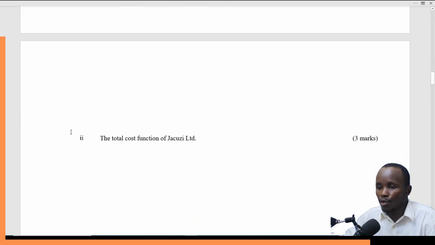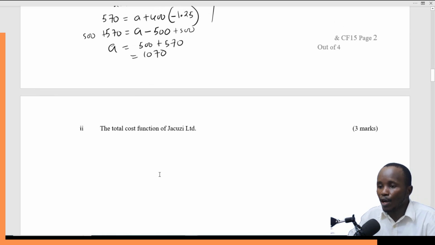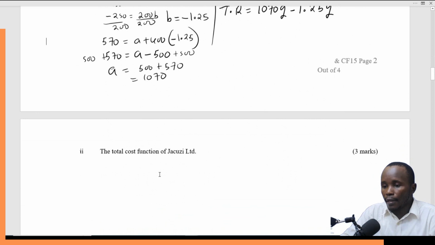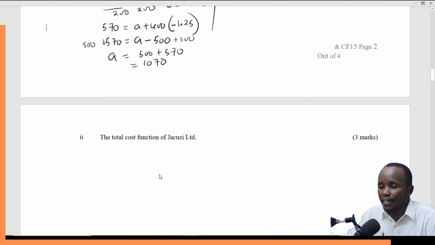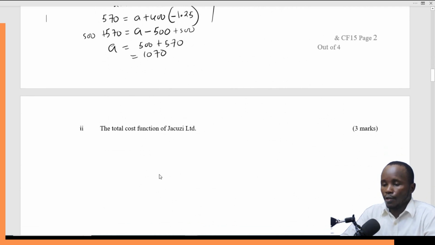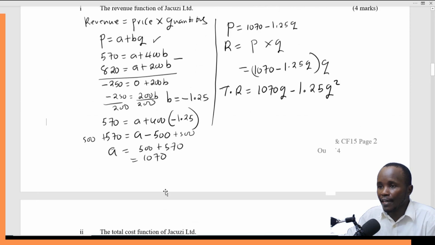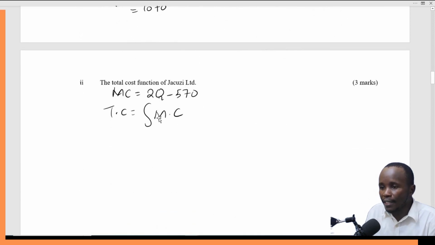On this question, the examiner wanted you to come up with the cost function. You have been given the marginal cost from the equation above as 2Q minus 570. For you to get the total cost, you need to integrate the marginal cost, which you are told is 2Q minus 570. We integrate this so that we are able to find the total cost.